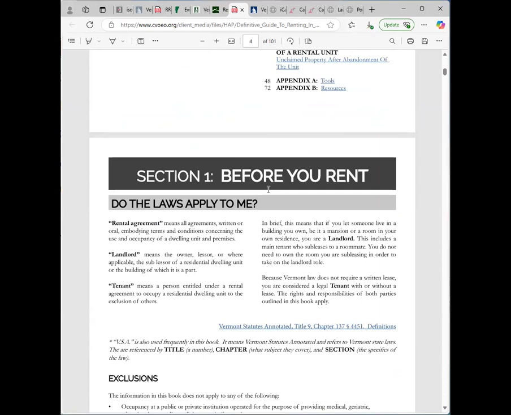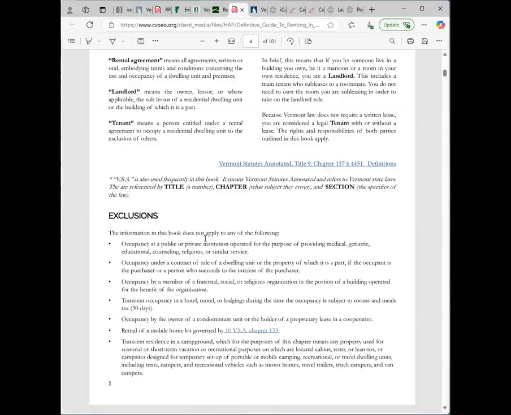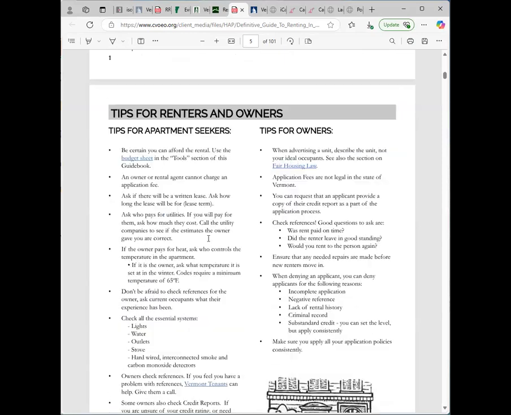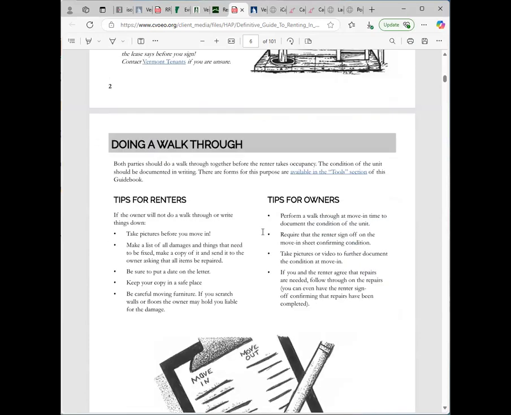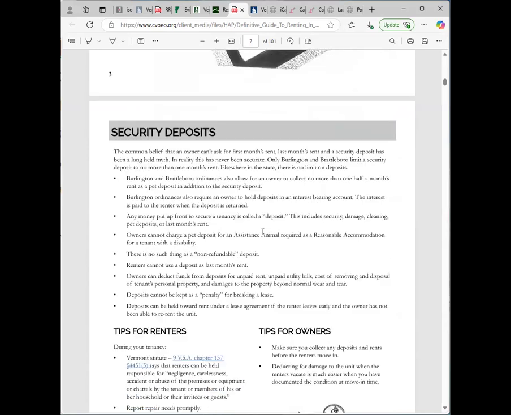Sorry about that. So this explains who is a landlord, who is a tenant, rental agreements, exclusions, tips for renters, tips for owners. This is talking about doing a walkthrough on page 6, security deposits. Now, security deposits.